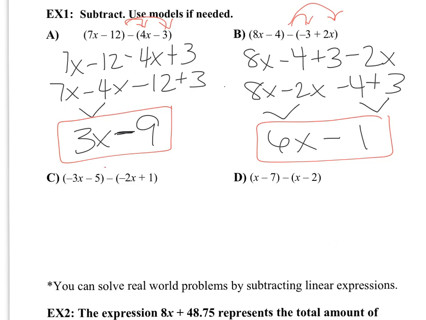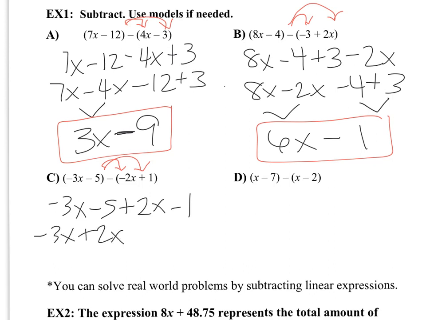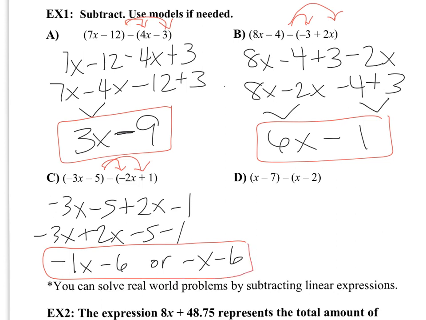Now in part C, I'm doing the same thing. I'm going to distribute the negative to the negative 2x and to the 1. So now I have negative 3x minus 5. That stays the same. And this time it's going to be positive 2x minus 1. I combine my like terms, negative 3x plus 2x, then minus 5 minus 1. Negative 3x plus 2x is negative 1x, and negative 5 minus 1 is negative 6. Another way of writing this could also be negative x minus 6. So both would be considered correct.